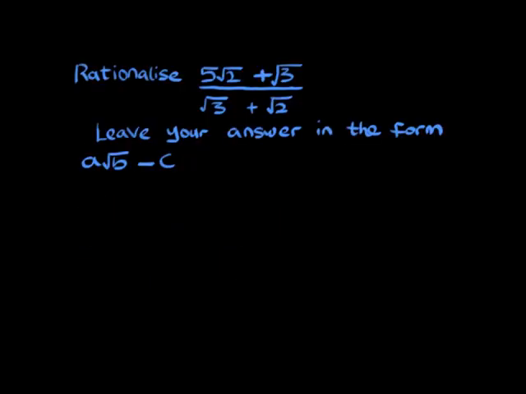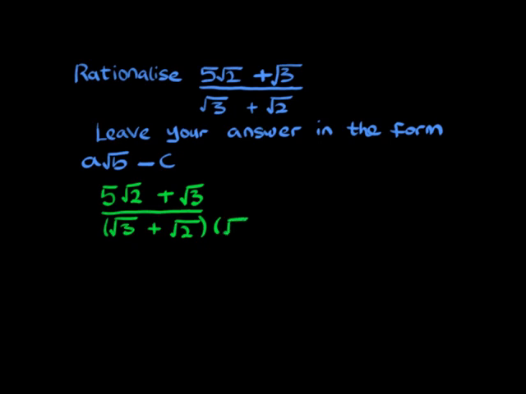Here's another question that we could evaluate, and we are told to leave our answer in the form a root b minus c. Now, let's solve this question. So we have 5 root 2 plus the root of 3, all divided by root 3 plus root 2. Now we multiply both numerator and denominator by the conjugate of the denominator. So the conjugate here gives us the root of 3 minus the root of 2.